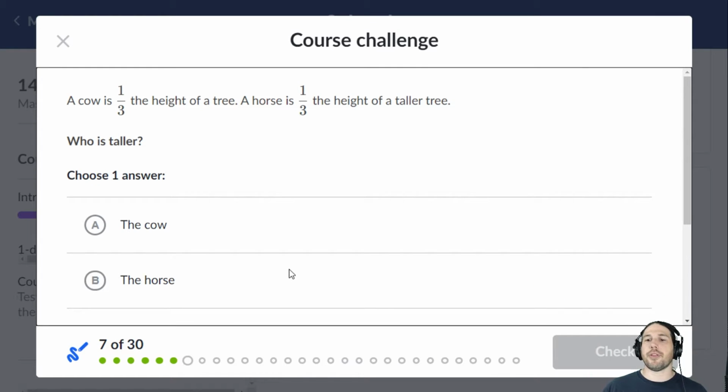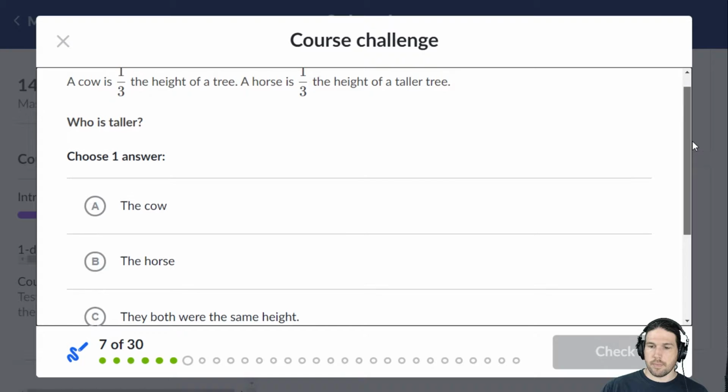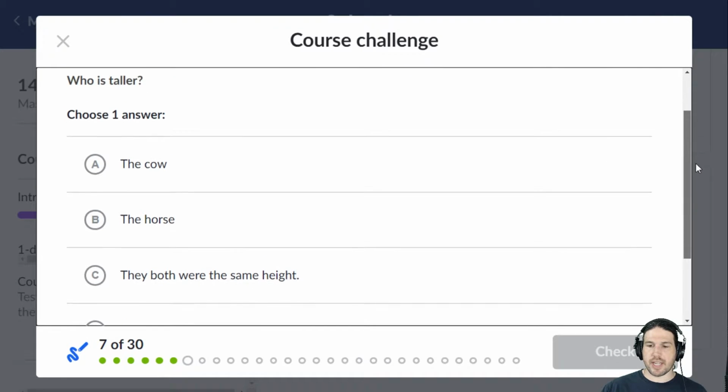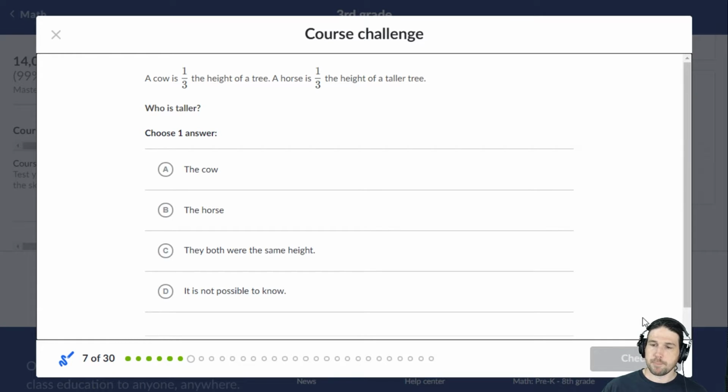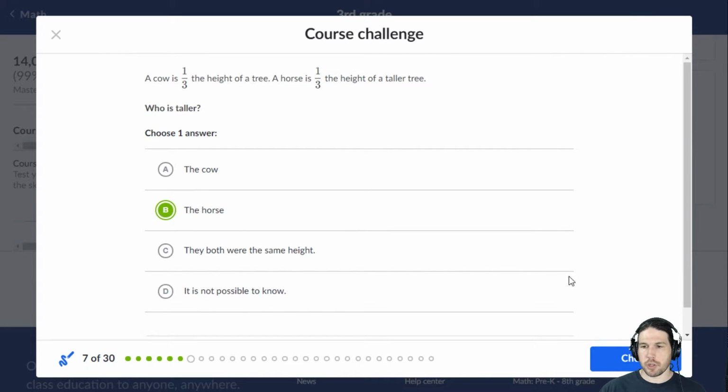A cow is 1/3 the height of a tree. A horse is 1/3 the height of a taller tree. Who is taller? There's also, they're both the same height and it's not possible to know. Well, the horse is taller. They're the same proportion of a taller tree.